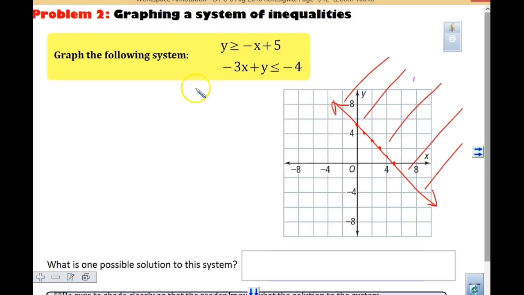Y is less than or equal to negative 4 plus 3x. And I'm going to put the 3x first so that I have my slope, and then I have that negative 4 back here. So that tells me I'm going to start down at negative 4. Abby, what is it telling me my slope is? 3 over 1. Now again, this is 2, so I've got to go 1, 2, 3 over 1.